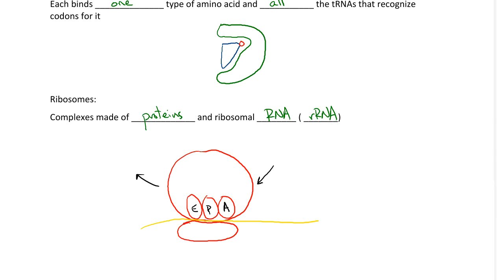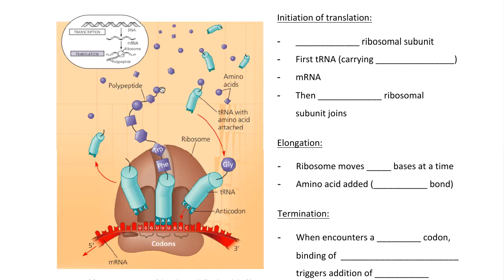The polypeptide is going to come snaking out of the top here. There's a channel through the large subunit of the ribosome, and it's going to come snaking out the top here and fold as it comes out. So that's the structure of the ribosome. Now let's look at the process of translation. So this is a diagram that we've seen before in a previous lesson from Campbell Biology showing the process of translation with transfer RNAs here shown in the light blue bringing amino acids into the ribosome.